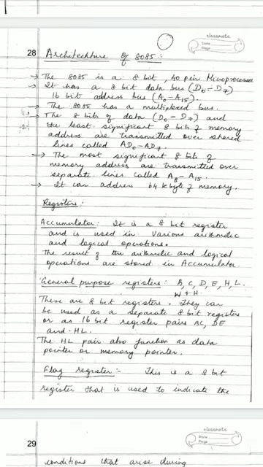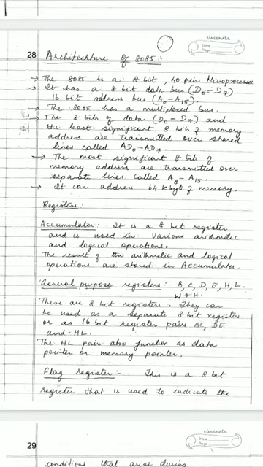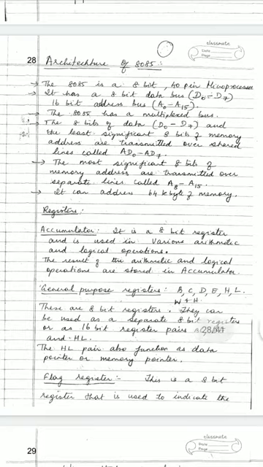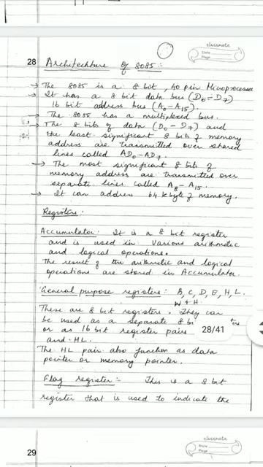8085 has a multiplexed bus. Multiplexed bus means the least significant bits are multiplexed, and the most significant bits are individual address lines. We'll see that one. 8 bits of data, that is the fourth point. See the fourth point: 8 bits of data, that is D0 to D7, and the least significant 8 bits of the memory address are transmitted over shared lines, that is AD0 to AD7.